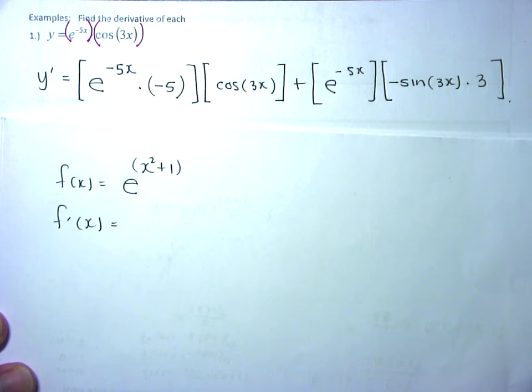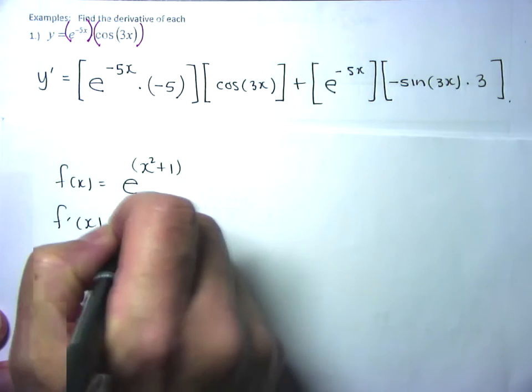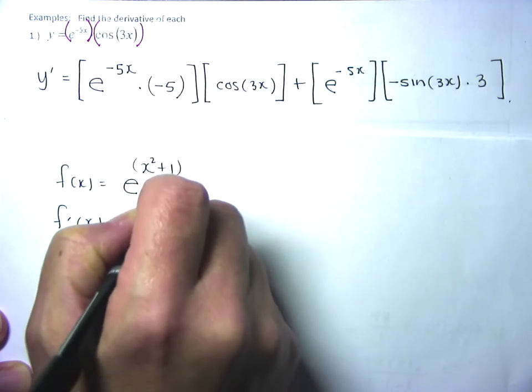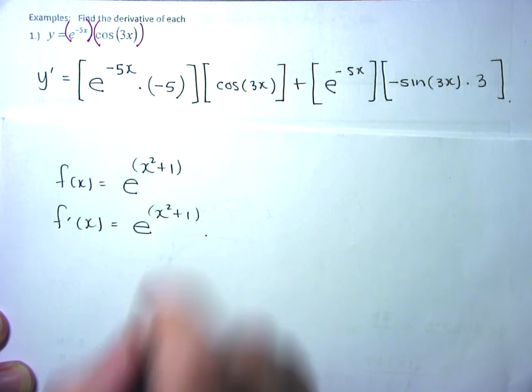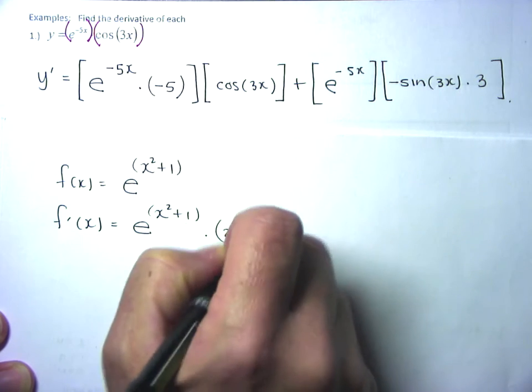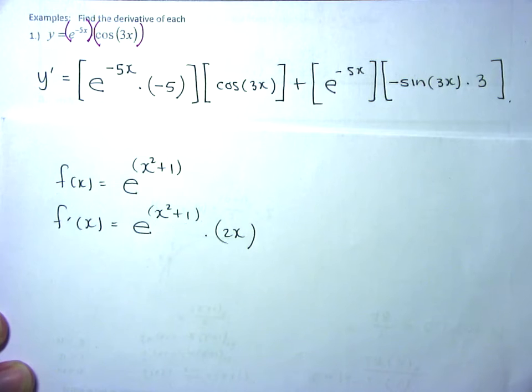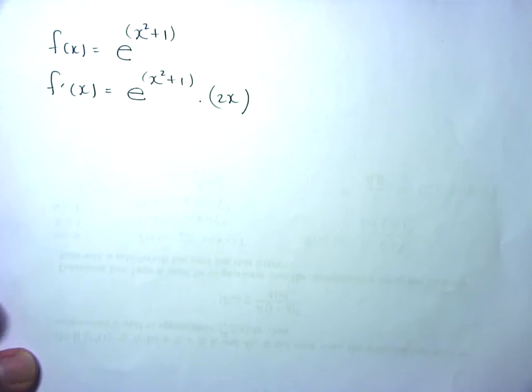So derivative of the outside. What is the derivative of e to the x? It's just e to the x. Derivative of e to some power is just e to that power. So derivative of the outside is just e raised to the power x squared plus 1, times derivative of the inside. What is the derivative of x squared plus 1? 2x. Okay? Let me ask you this one first.